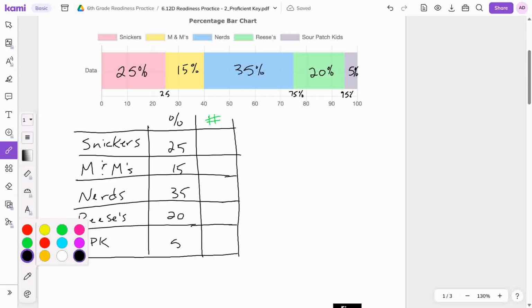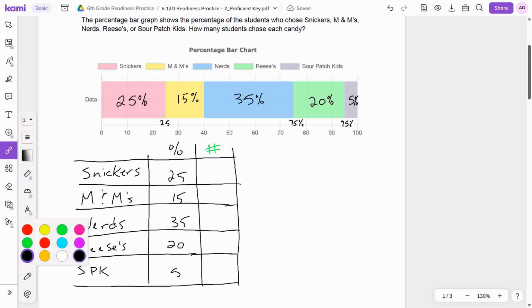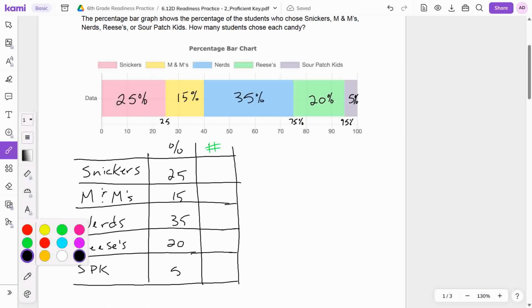So how do we figure this out? Well, what we need is 120. There are a few different ways we can do this. We can take 25%, let's look at Snickers first, of 120. What that means is we need 0.25 times 120 because 0.25 is equal to 25%. And then we could just multiply the two. So that's one way to do it.